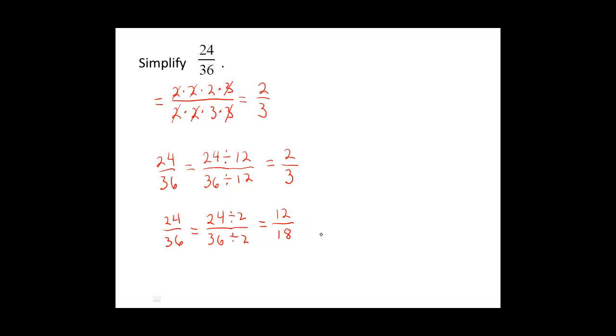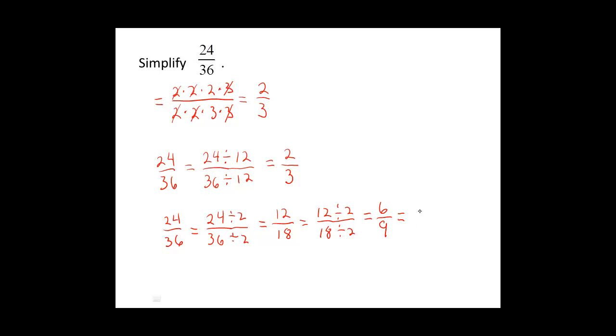Again, we have even numbers, so we can divide both the numerator and denominator of 12 and 18 by the number 2. So we'll divide the numerator and the denominator by 2. So 12 divided by 2 is 6, and 18 divided by 2 is 9.